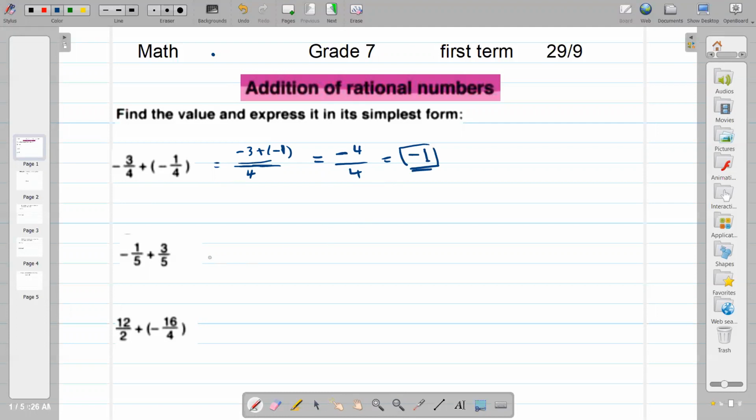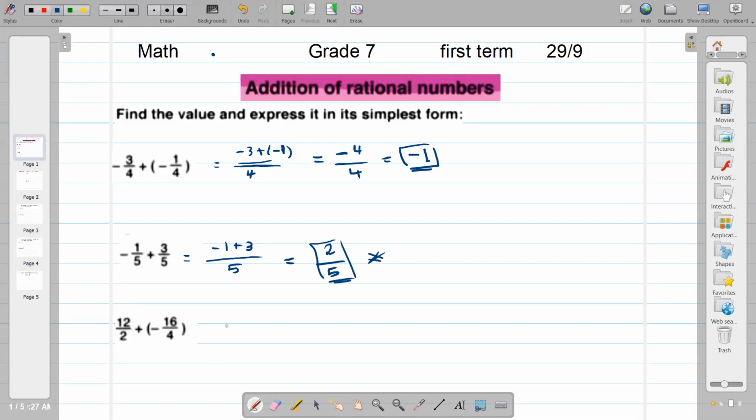Okay? Also, the second is the same. The denominator is the same, no problem. So -1 plus 3 equals, the sign of the greatest is positive, so subtract directly. 3 minus 1 is 2 over 5. And this is the simplest form. 2/5 is the simplest form.